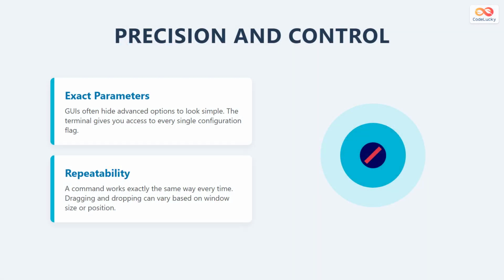Graphical interfaces often simplify things by hiding options. They give you the easy path, but not always the one you need. The terminal gives you access to every switch, flag, and configuration possible. It is precise. If you type a command, it does exactly that every single time, without worrying if a button moved after an update.